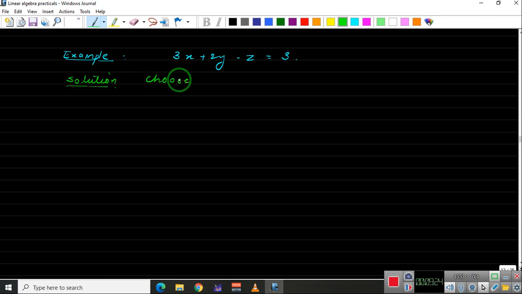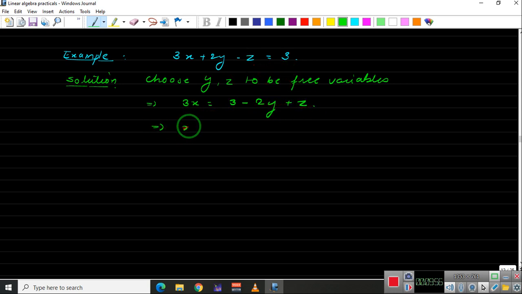You can take any two variables as the free variables. So let us choose y and z to be free variables. If we choose y and z as free variables, then we can write x. In that case, we have 3x equals 3 minus 2y plus z, and this implies x equals 3 upon 3, which is 1, minus 2 by 3 y plus 1 by 3 z.